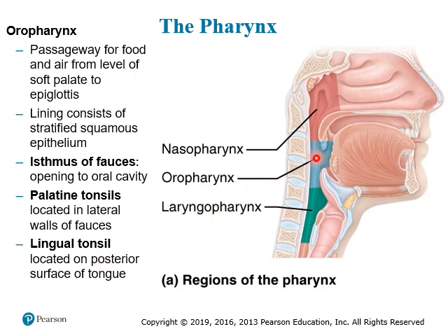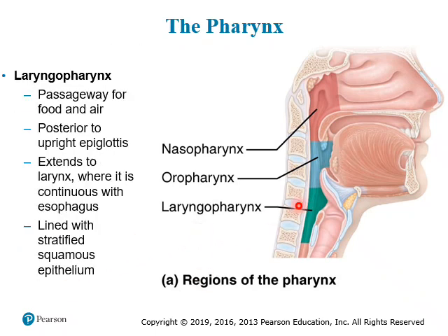The oropharynx is behind the oral cavity. It serves as a passageway for food and air to travel down into the esophagus. The lining of the oropharynx is stratified squamous. The isthmus is the opening to the oral cavity, and your palatine tonsil, although it's not really quite visible here, is right there by the oropharynx. And then the lingual tonsil is located on the posterior surface of the tongue. That one I could see.